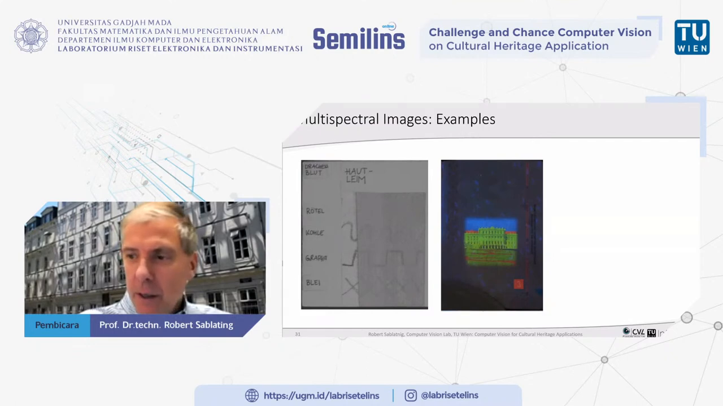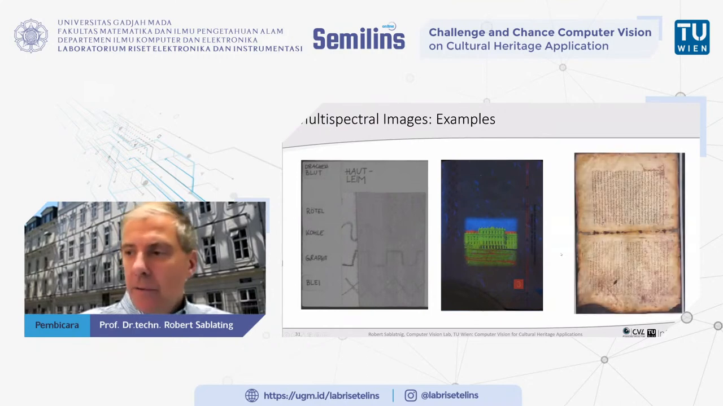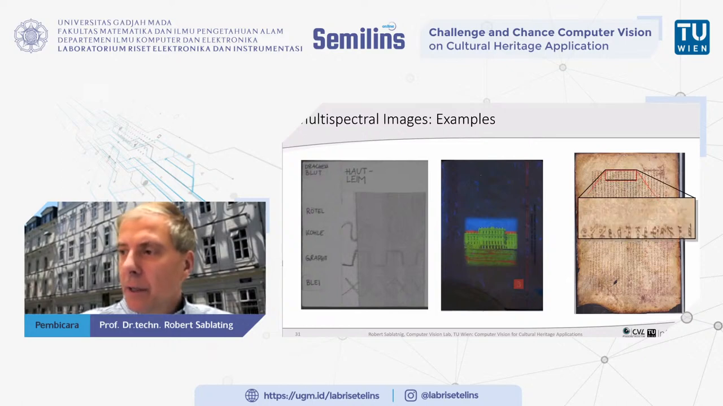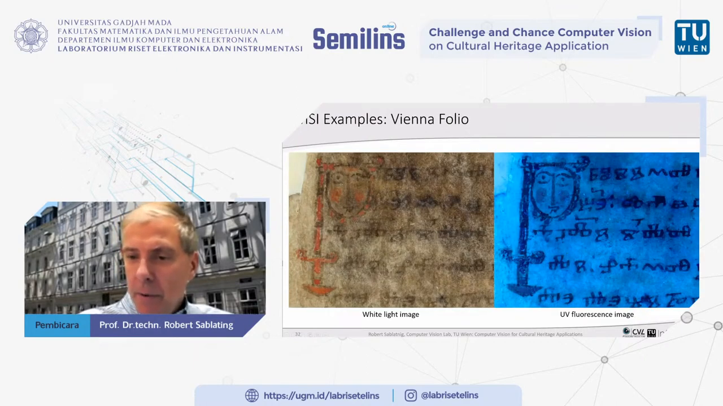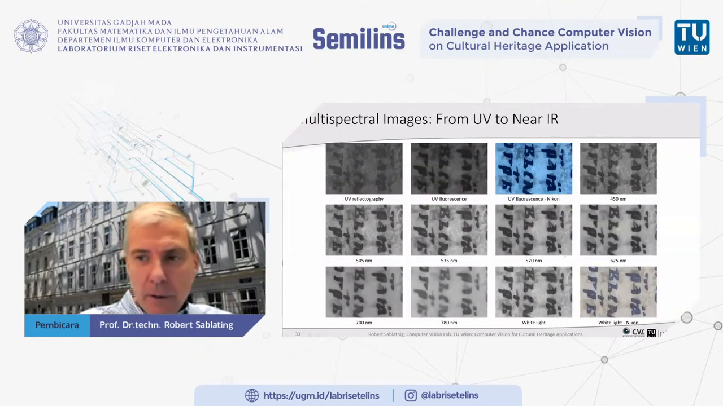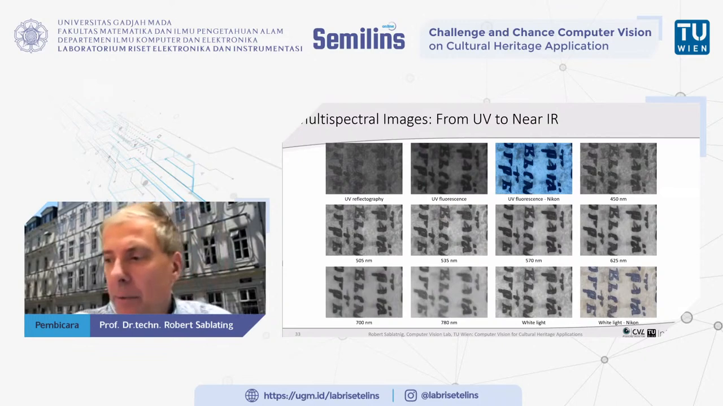So this is a UV example from an Austrian baseboard. There are some photos in there, for instance. Of course, you can use that for manuscripts and increase the readability in the manuscripts. There, you see nothing really readable. However, now it's readable. And also here, white light image on the left and UV fluorescence image on the right. You see there's a difference, and this is a typical multispectral image from UV reflectography up to white light image.